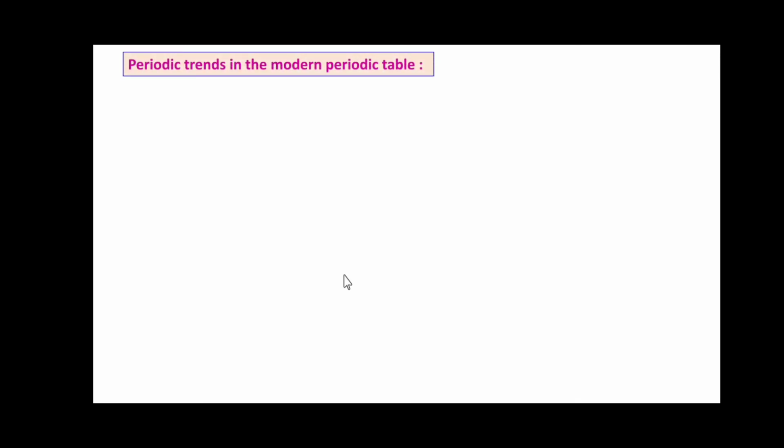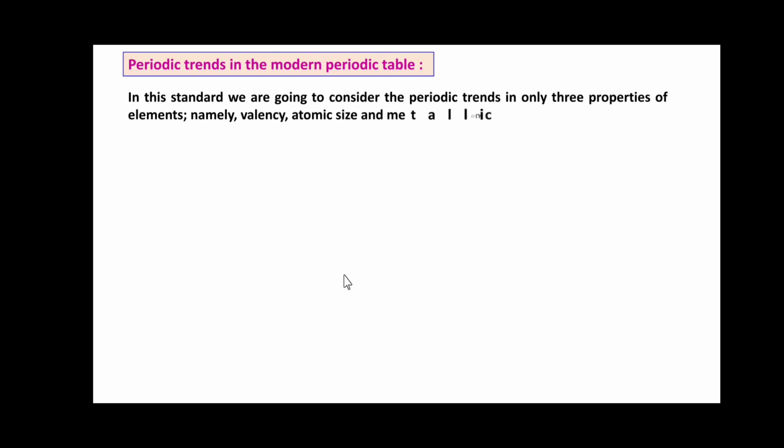Now we'll see the periodic trends in the modern periodic table. Friends, when the properties of the elements in a period or a group of the modern periodic table are compared, certain regularity is observed in their variations. It is called the periodic trends in the modern periodic table. In this standard, we are going to consider the periodic trends in only three properties of the elements, namely the valency, then the atomic size, and the metallic and non-metallic characters. So first we will see the valency.